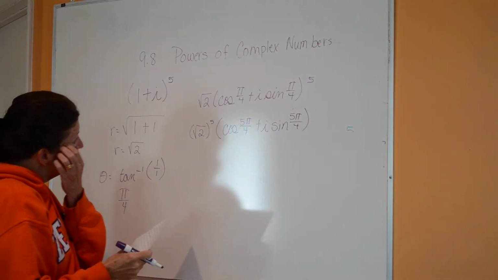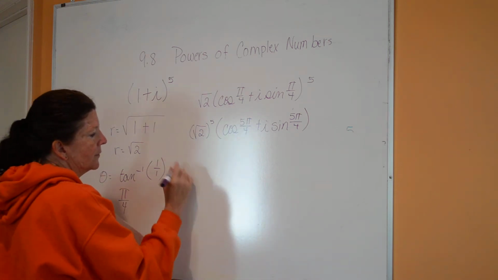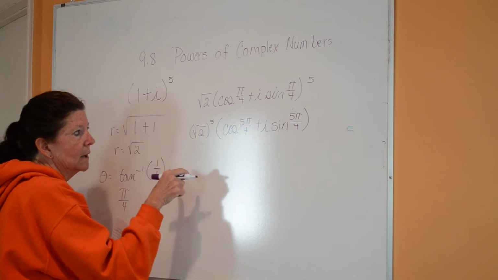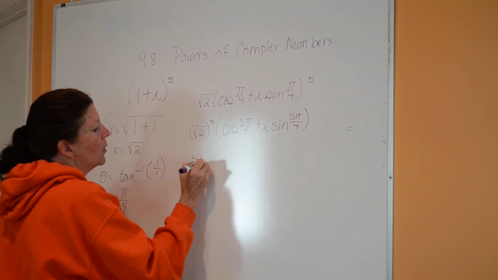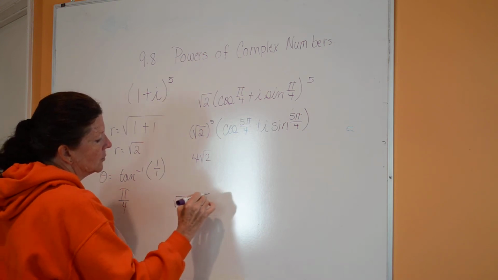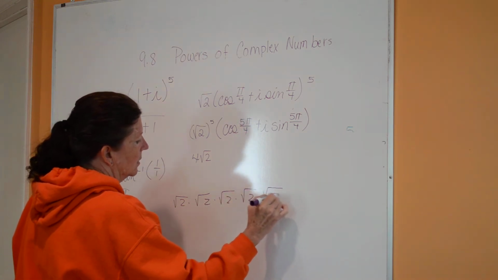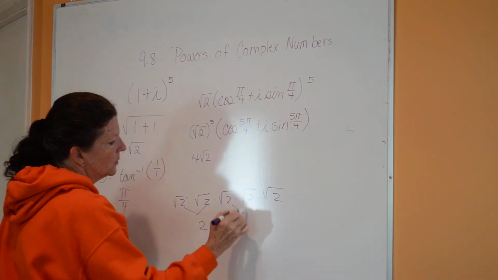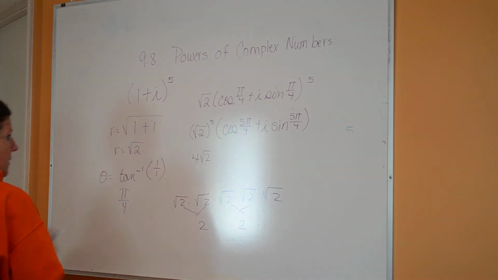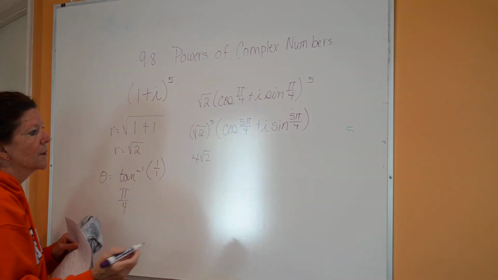When I take that square root and raise it to the 5th power, if you think about it, I'm going to have 4 of these, which is going to give me 4. So I have 4 square root of 2. If you did it out, just in case you're struggling with that, these two together equal 2, these two together equal 2. So I have 2 times 2, which is 4. 4 square root of 2. Okay, so that's the square root of 2 raised to the 5th power.